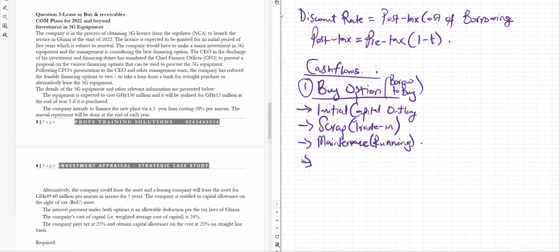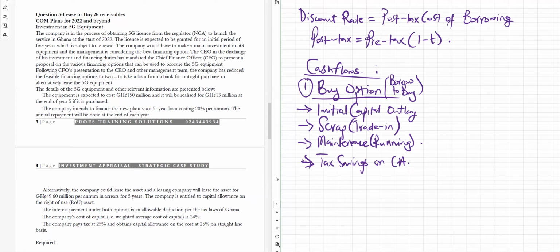Then because you are using the asset, you may get capital allowance. And because you are getting capital allowances, you are going to save taxes. So you have tax savings on capital allowance. And the whole idea is this: anytime you have an expense which is allowable for tax purposes, it is a deduction. Since it reduces profit, it reduces your tax.